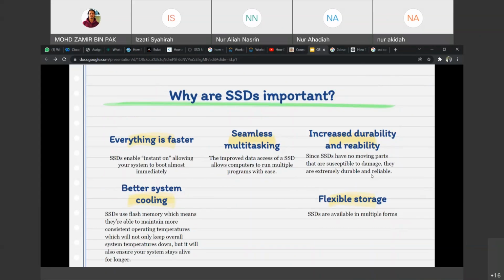Seamless multitasking gives you the opportunity to not only maximize your learning, but also gives you the ability to conquer more than one task on one screen. The third one is increased durability and reliability. Since SSDs have no moving parts, they are less susceptible to damage, so they are extremely more durable and reliable.